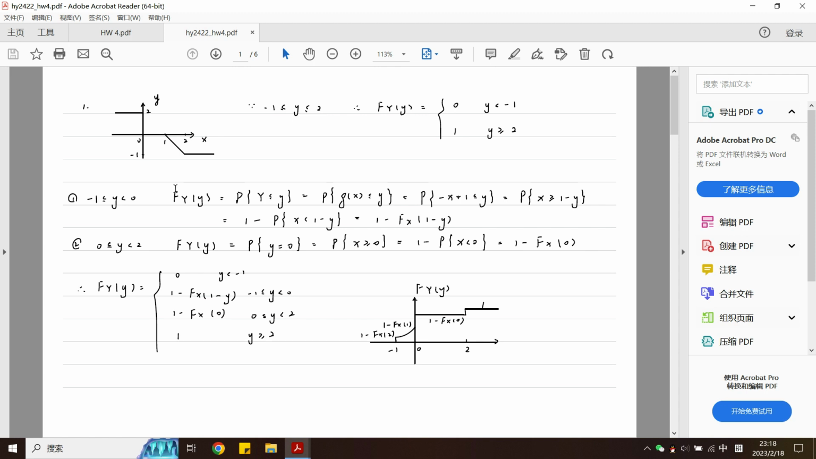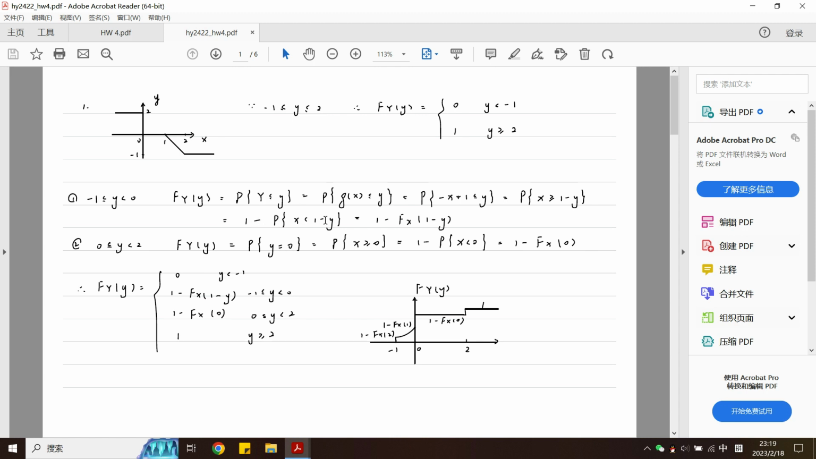So the first part is that y ranges from negative 1 to 0. So we can see that in this figure, when y ranges from negative 1 to 0, the y corresponds to the function negative x plus 1. So we can write the formula that big Fy equals to the probability that big Y is equal or smaller than small y, which is also the probability that g(x) is smaller than y. And in this function, as mentioned above, g(x) is negative x plus 1.